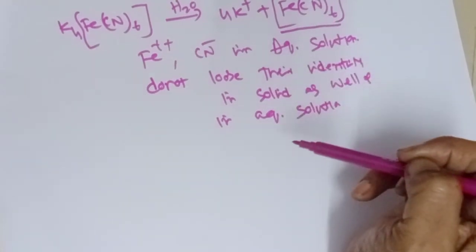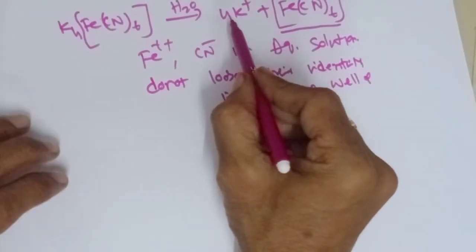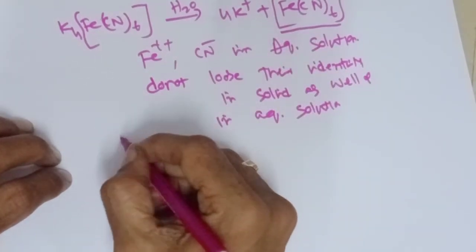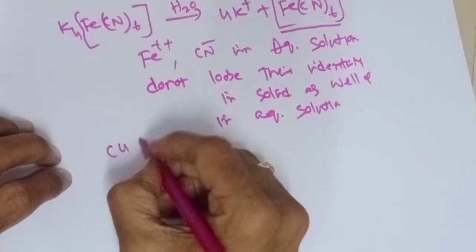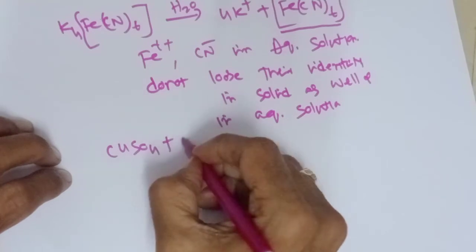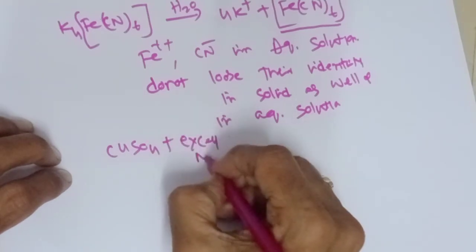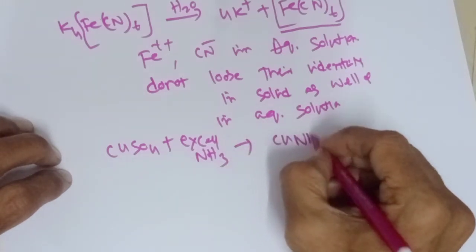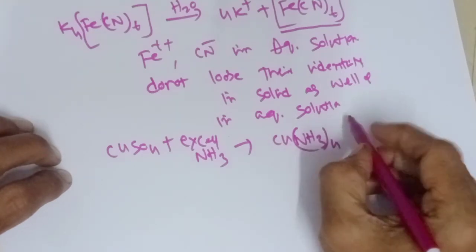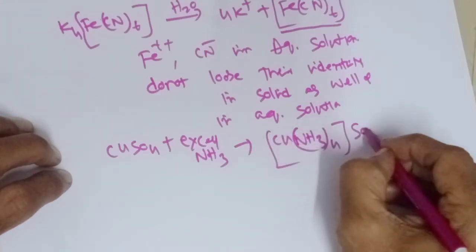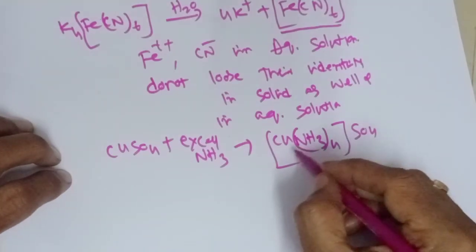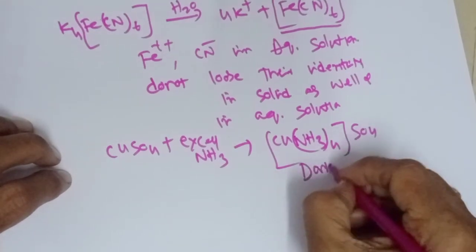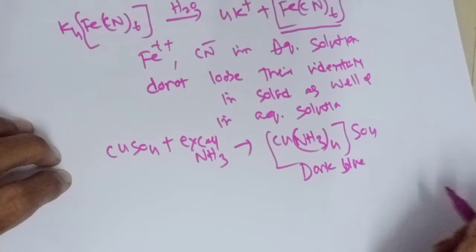So this is the most important difference between double salt and complex. If you take another example, CuSO4 plus excess ammonia, we have [Cu(NH3)4]SO4, tetraamminecopper(II) sulfate, a dark blue salt. This is also a complex.